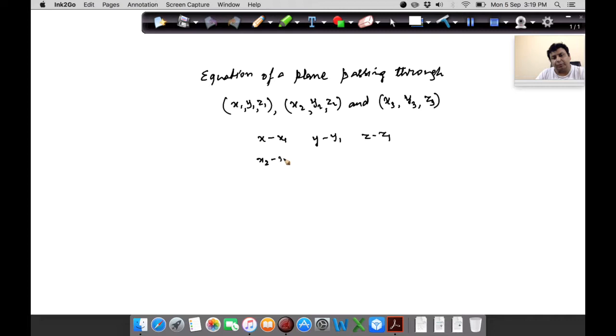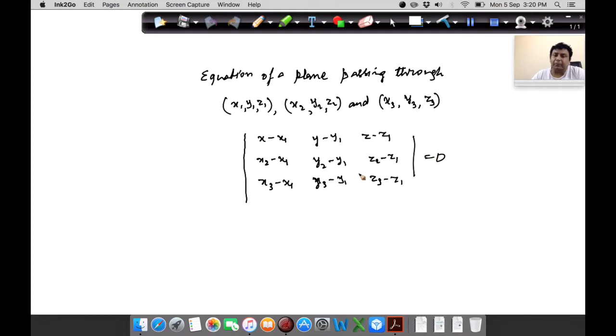Then do for x2 minus x1, you can take any order. You can write x1 minus x2 also, that won't affect it. y2 minus y1, z2 minus z1, and the third row, you saw, no? I am doing a determinant basically. Third row will be x3 minus x1, or even x2 will do. y3 minus y1 and z3 minus z1 is equal to 0. Note this formula down. This formula is used to find the equation of a plane passing through three non-collinear points.